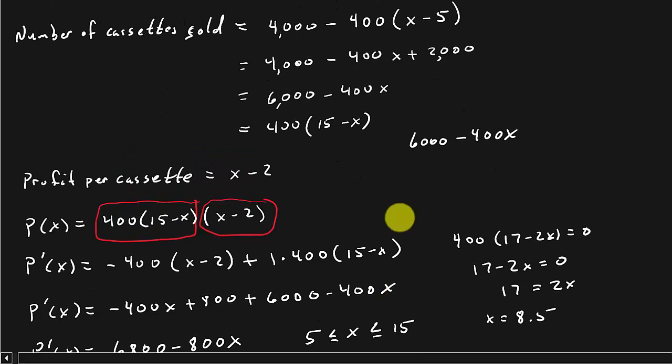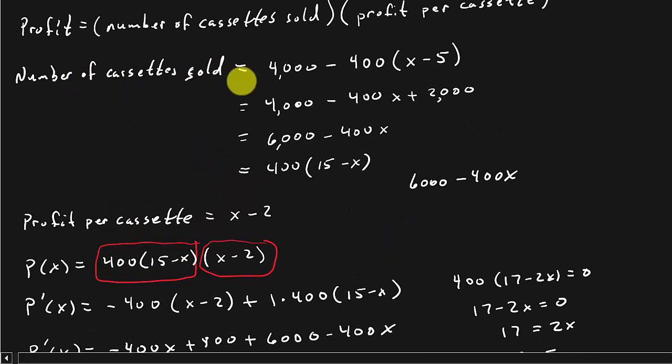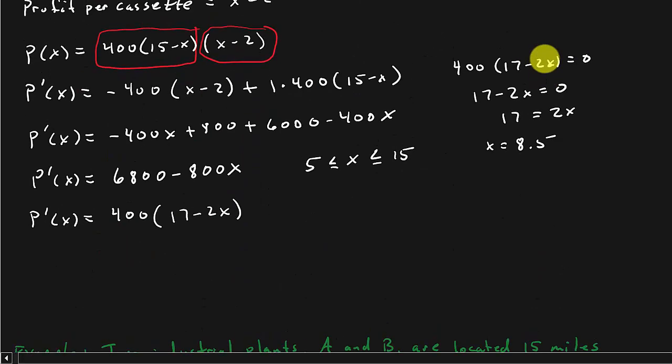Well, because if you look up here, number of cassettes sold, if x is more than 15, we would get a negative number here. So it has to be less than or equal to 15.